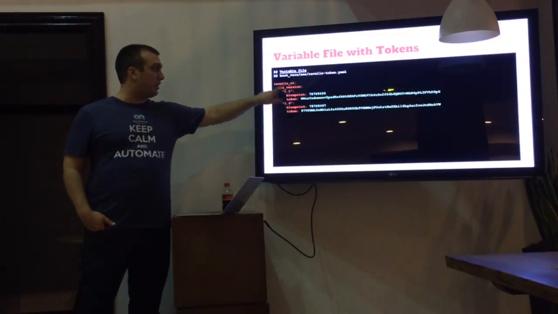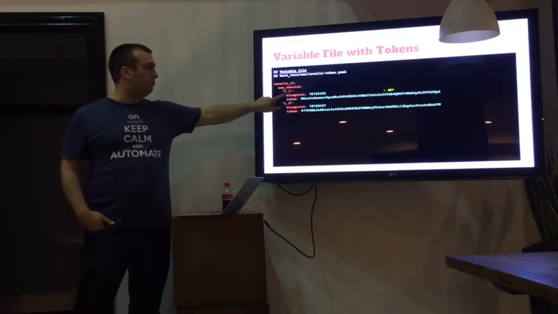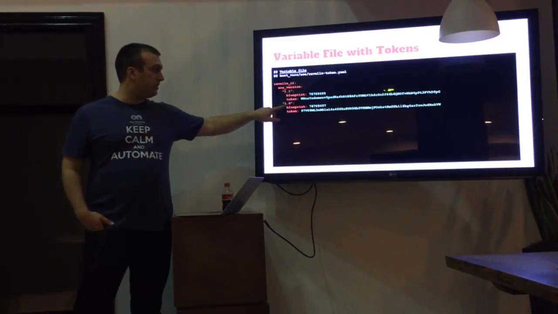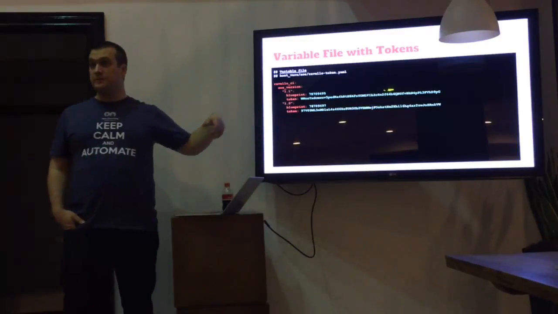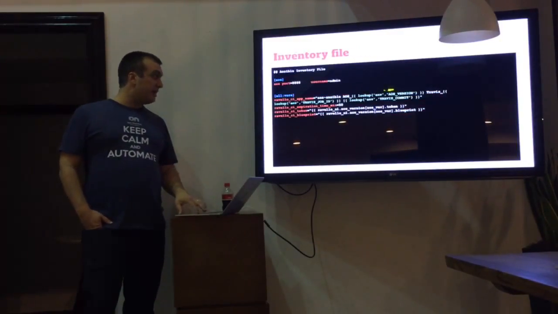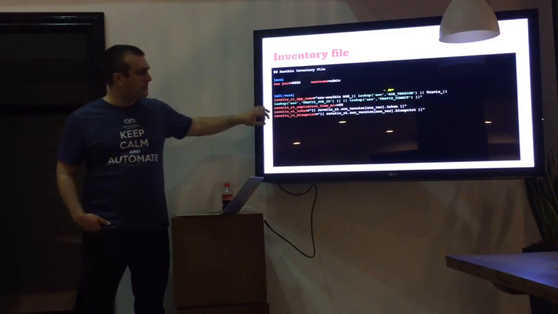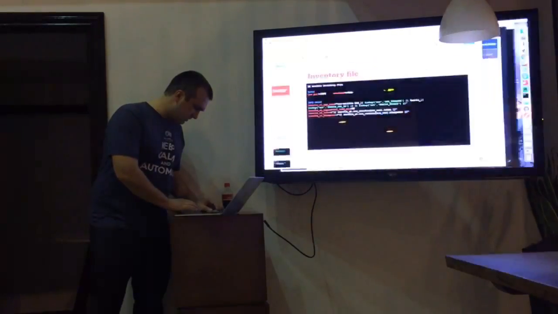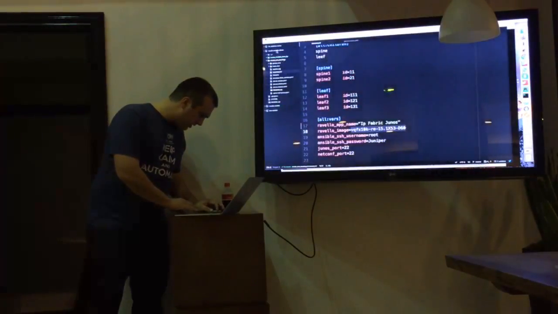I just kept track here of the blueprint and the token ID for version 1.1, and the blueprint and the token for version 1.0. And then I have my inventory file. I hope it's big enough.